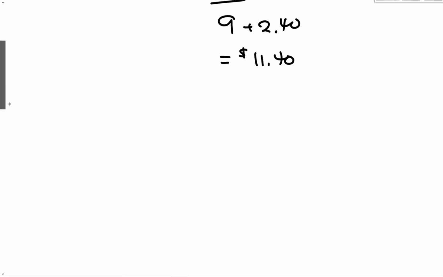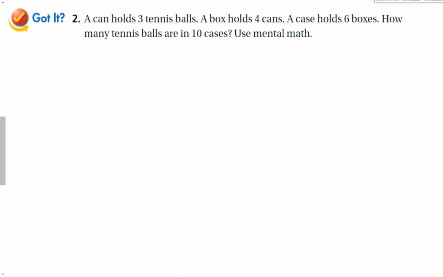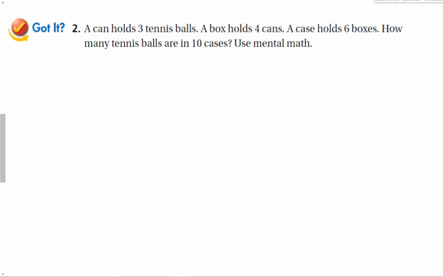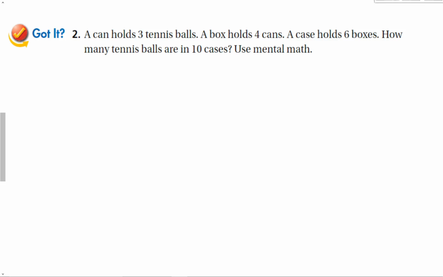Okay. And going down to my got it problem, a can holds 3 tennis balls. A box holds 4 cans. A case holds 6 boxes. How many tennis balls are in 10 cases? Hopefully you realize that this is going to be 3 times 4 times 6 times 10.